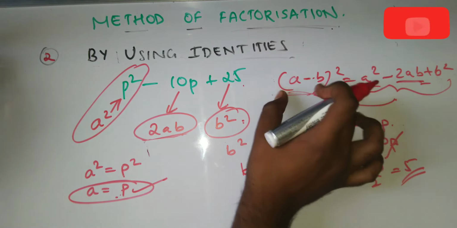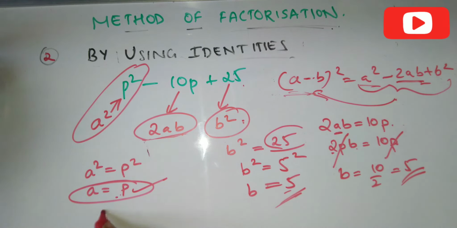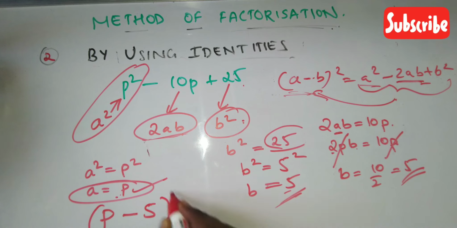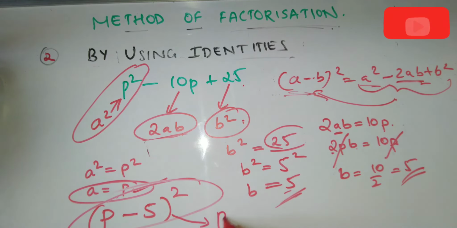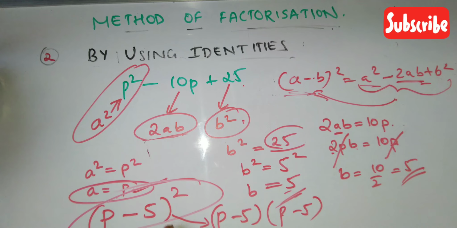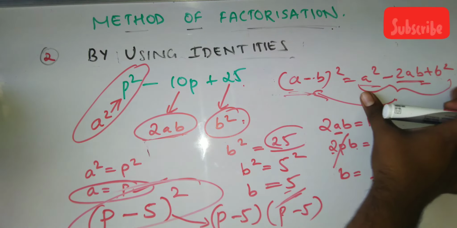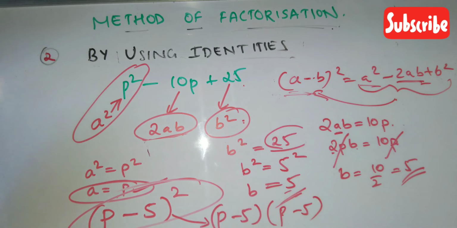Now you have to just replace a and b. What is a here? P. P minus what is b here? 5, the whole square. This will be the answer. Or you can write the factorized form as (p minus 5) into (p minus 5). Anything square is two times multiplying the same number, right? So I am just multiplying these two. In this method you have to remember, the question will be given in this form and you have to write it in this form. That's a major thing.